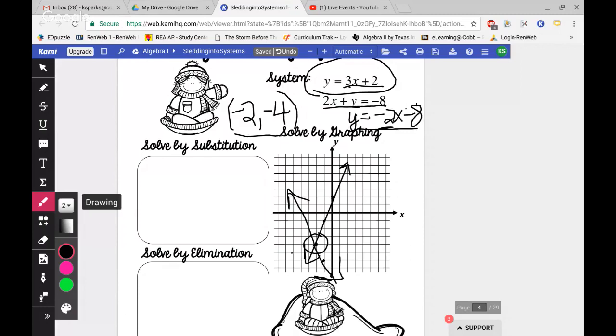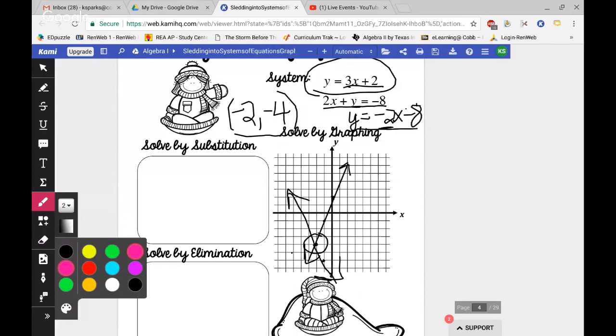Okay. Let's see. On the x-axis, how far over did you go? 1, and then I went down 1. How far? Or you mean where the cross is. Okay.